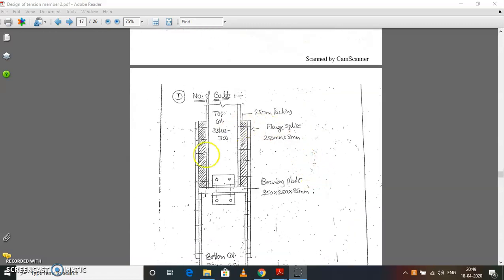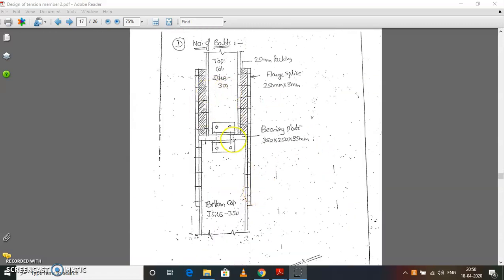So the final diagram is shown here. This is the cleat angles, and this is the flange splice, this is the packing plate, this is the lower column, and this is the upper column.